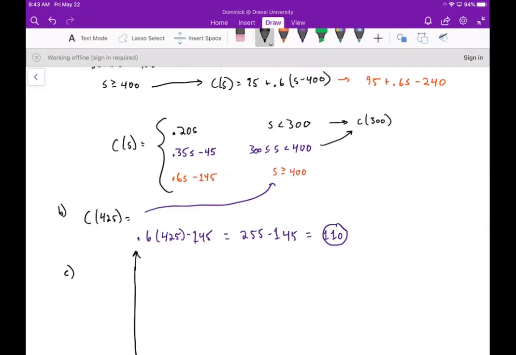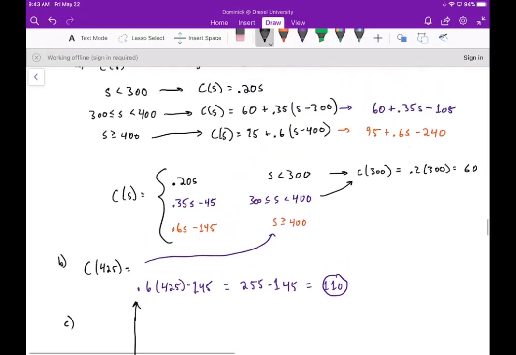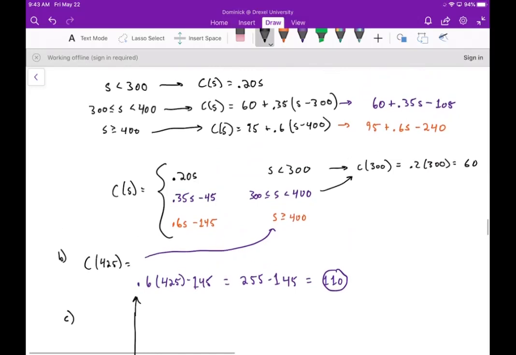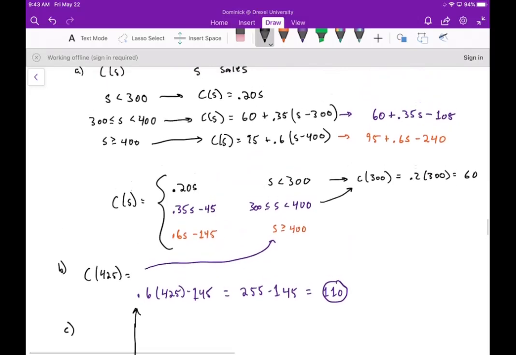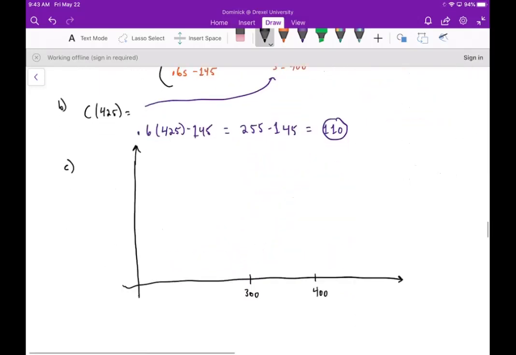We know that in the first one, 0.20 times 300 would be 60, right? And of course, if you plug in 300 into the next one, you're just going to end up with 60 as well, right? Because this part, you can see here that that part would zero out and you'd just be left with the 60. So it looks like wherever 60 is, that's sort of my point here.